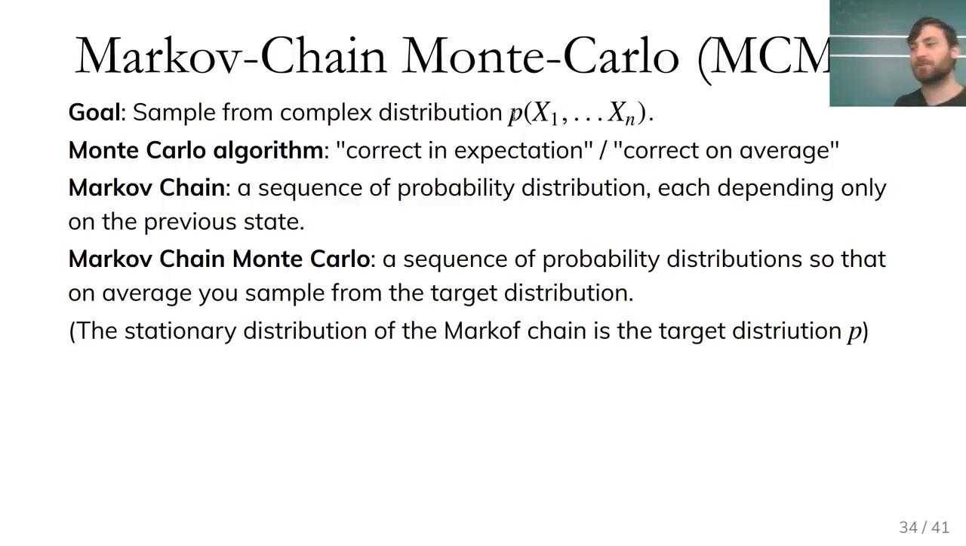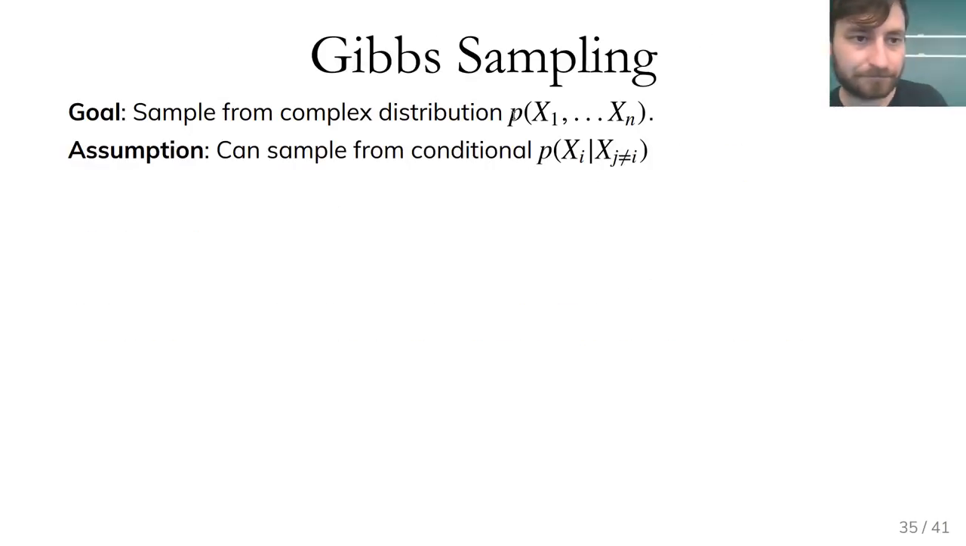And there are many ways to create these Markov chains. A very simple one that you can basically always use is called Gibbs sampling. And maybe if I show you how Gibbs sampling works, this whole thing becomes a little bit more clear. So the goal, okay, you can nearly always use Gibbs sampling.